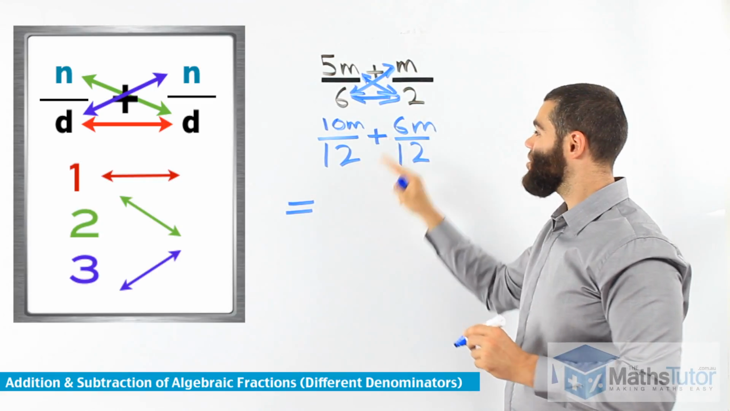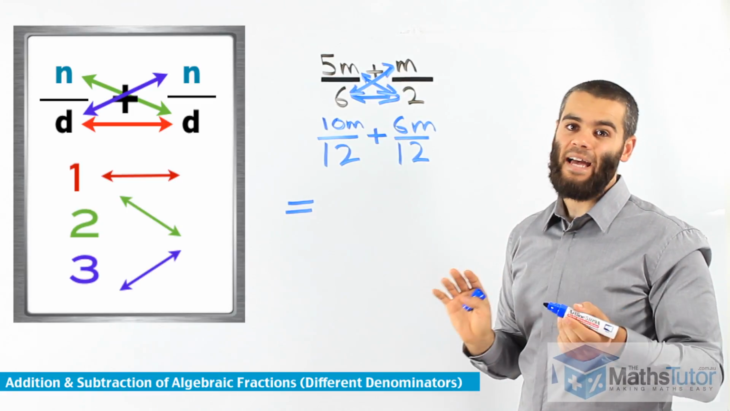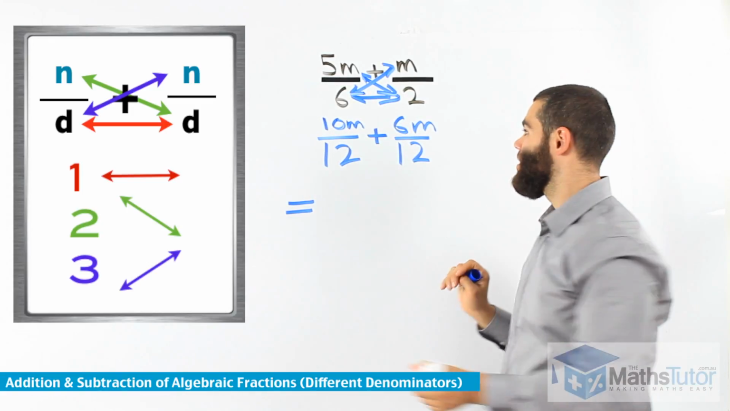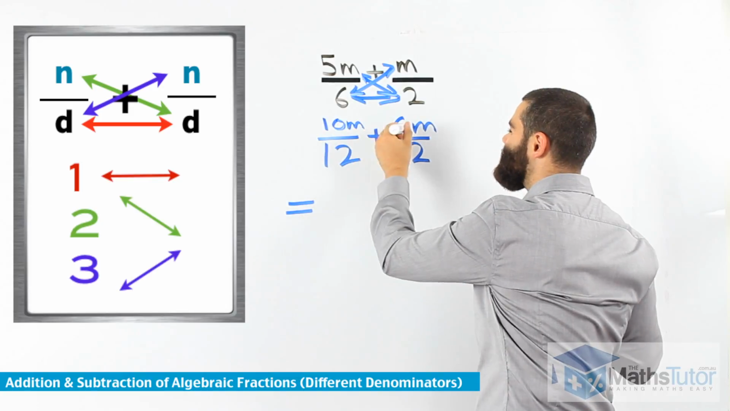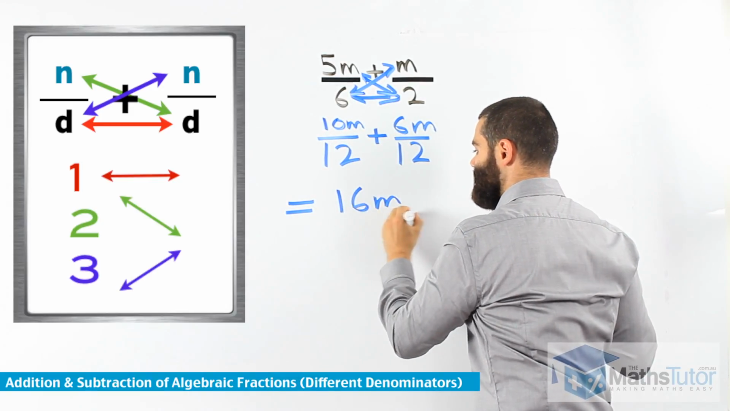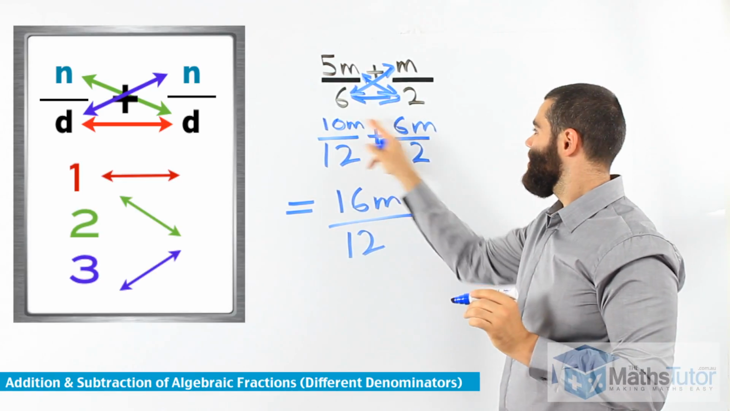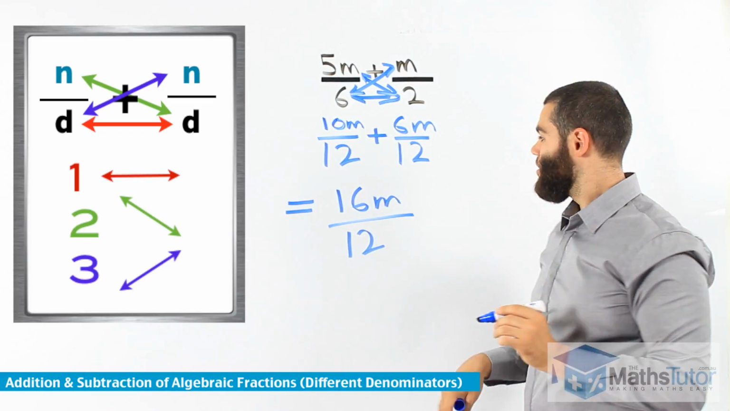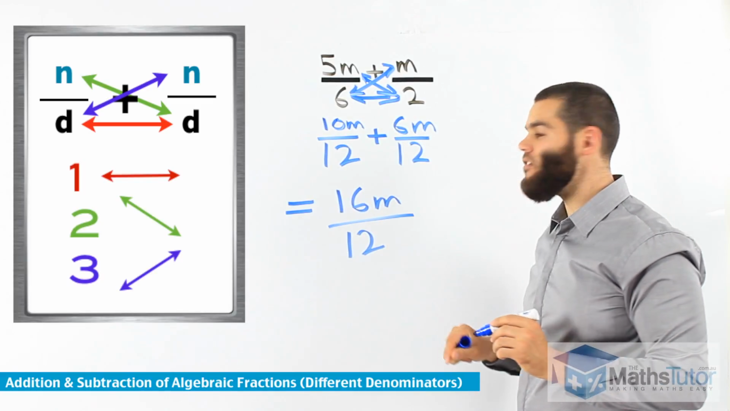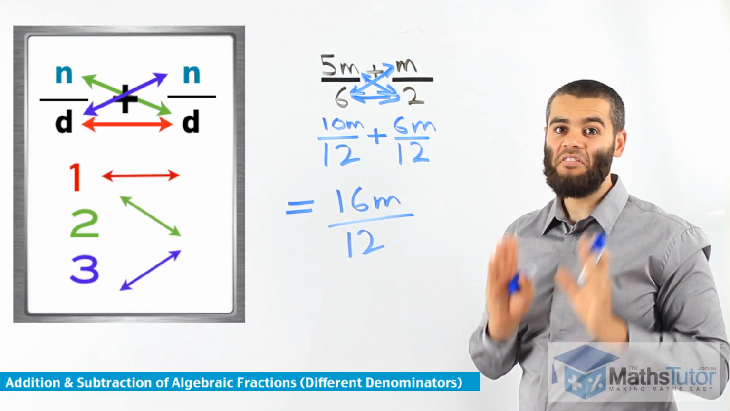These are algebraic fractions. The denominators are now common. We can now add the fractions. 10m plus 6m is 16m over 12. Remember, we only add the numerators. So 16m over 12. We notice, again, with algebraic fractions, we follow the same rules.